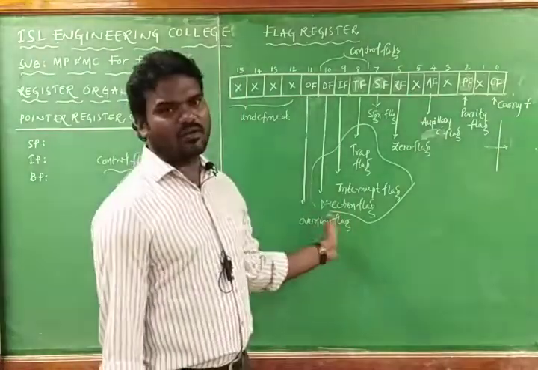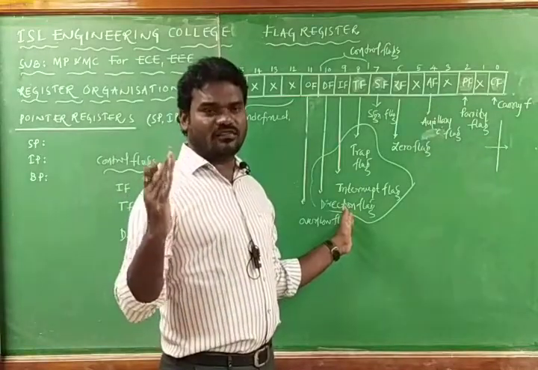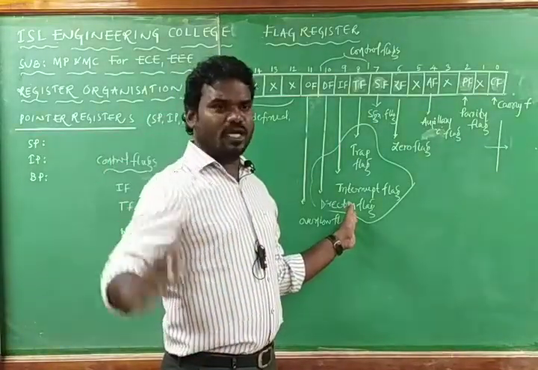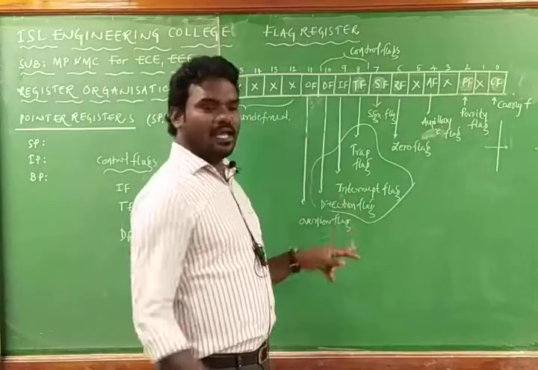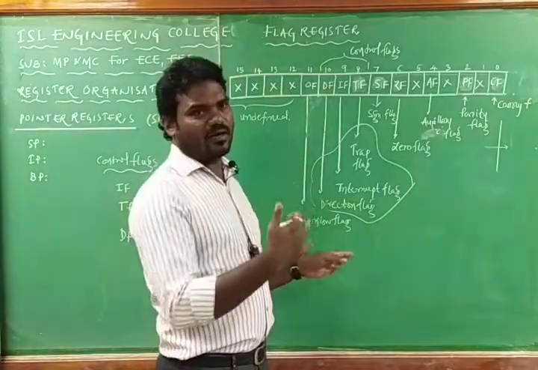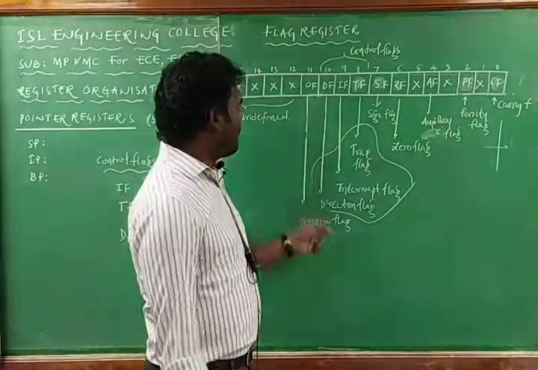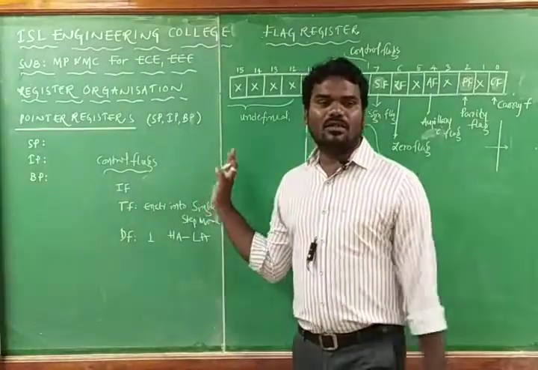Overflow is nothing but what? In case of BCD addition, if the MSB gives a carry to the next 16-bit number, then it is set to 1. In case of subtraction, if the MSB requires a borrow from the next 16-bit number, then it is set to 1, otherwise it is reset to 0. This is about all the flags.